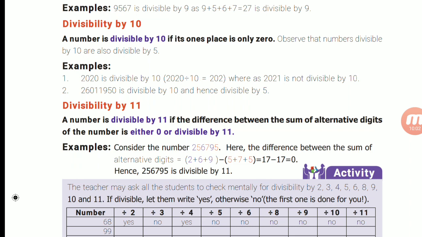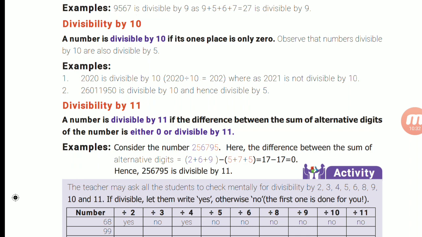2,56,795. So you have to consider all the odd slots in that number. 2 plus 6 plus 9 minus 5 plus 7 plus 5, that is the 1st digit, 3rd digit, 5th digit, and 2nd digit, 4th digit, 6th digit. If the total of the 1st, 3rd and 5th digits is 17, and the 2nd, 4th and 6th digits total is also 17, the difference is 0.